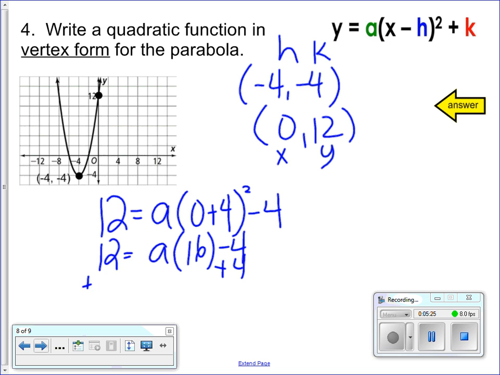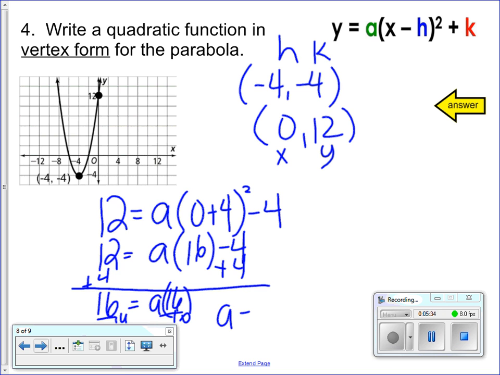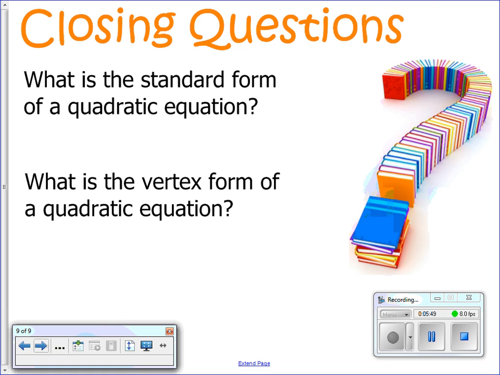Add 4 to both sides. And we get 16 equals a times 16. Divide both sides by 16. And we get a is equal to 1. So we'll write our equation. y equals x plus 4 squared minus 4. So what is the standard form of a quadratic? That's our ax squared plus bx plus c. And our vertex form is y equals a times x minus h squared plus k.